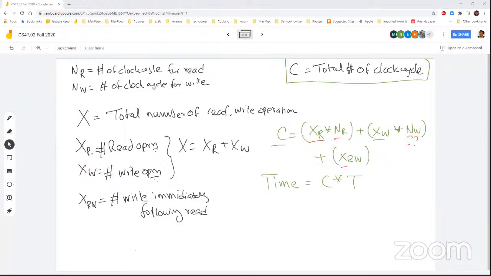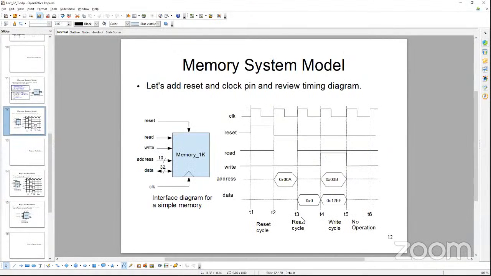Question? Yeah, Professor. So why are we adding those write operations that immediately follow the read operations? Because of this, we need to account for this waiting time. Oh, okay. Thank you.